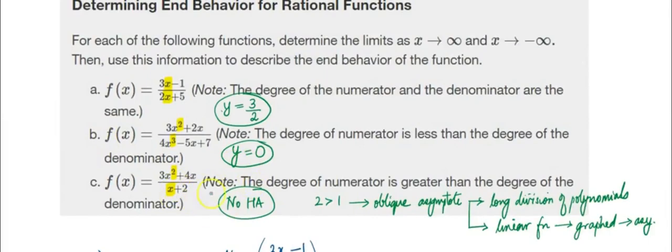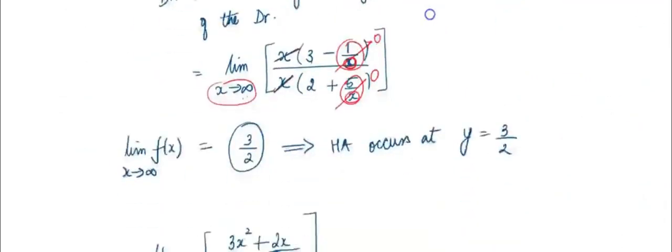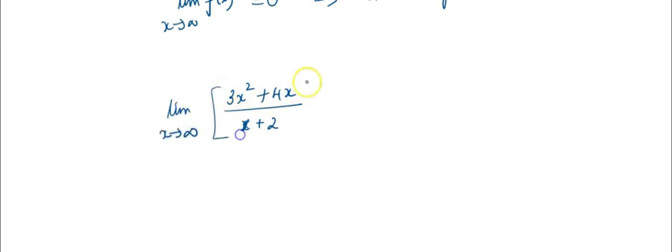Right? And the third one, you're going to do the long division. So once again, we have 3x squared plus 4x over x plus 2. That's going to be our limit as x approaches positive infinity, right? Now, if you took the highest power from the denominator, that's not going to work here, because the degree of the numerator is larger than the degree of the denominator. So that is not going to work.